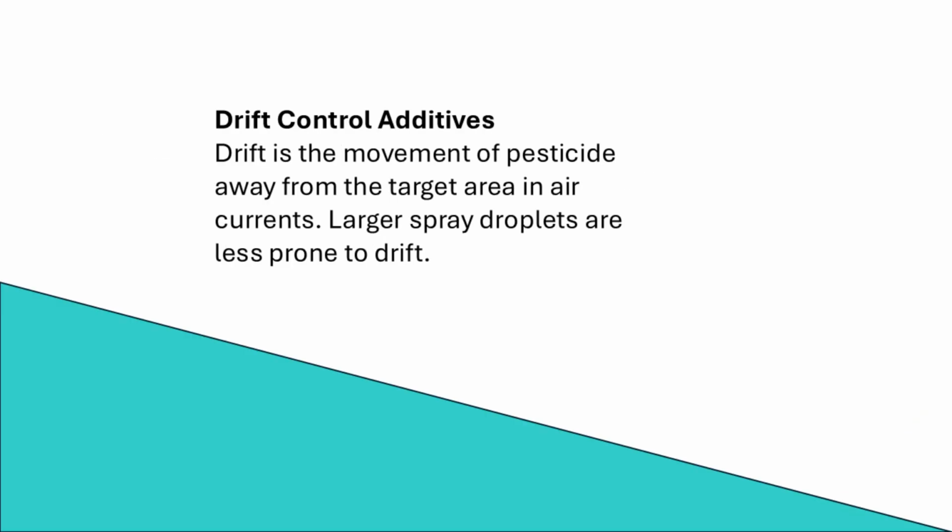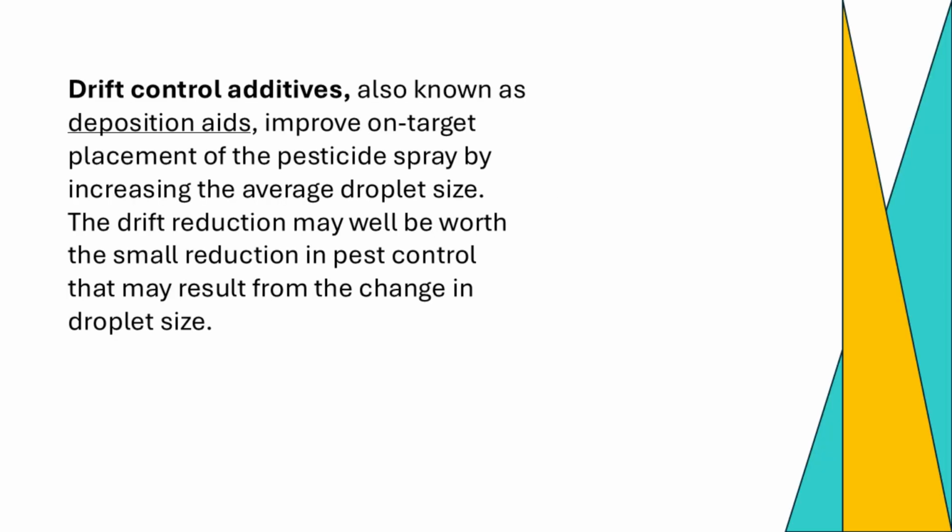Drift control additives. Drift is the movement of pesticide away from the target area in air currents. Larger spray droplets are less prone to drift. Drift control additives, also known as deposition aids, improve on-target placement of the pesticide by increasing the average droplet size. The drift reduction may well be worth the small reduction in pest control that may result from the change in droplet size.